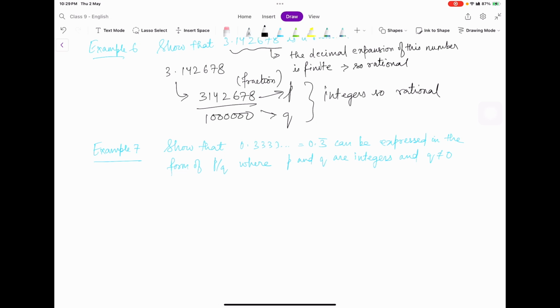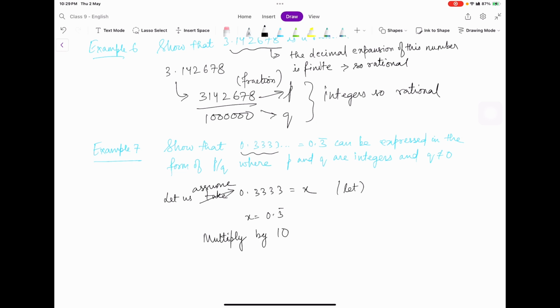So see, what we will do is we'll take this number. Let us take 0.333... equals x, or you can write, assume this is x. If that is x, then x equals 0.3 repeating, definitely. Now multiply by 10.